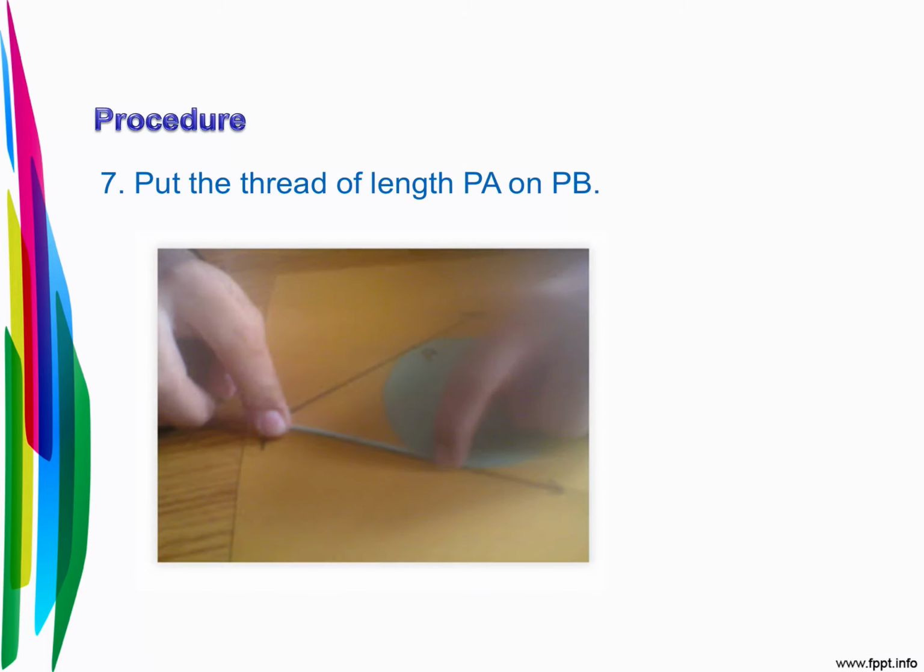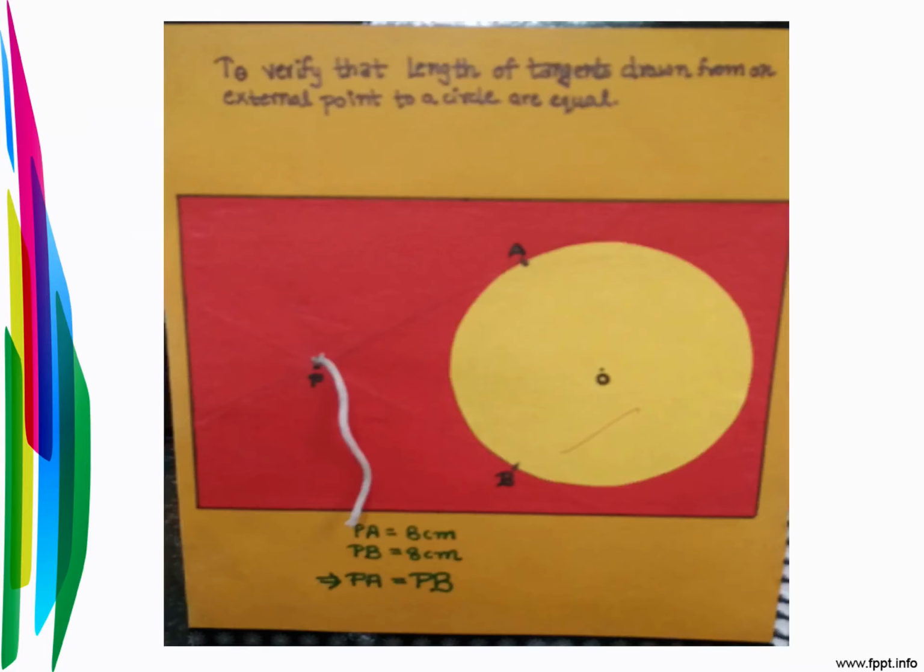When we put the thread of length PA on PB, we will see that it exactly coincides with the length PB. So ultimately what result we get, that PA is equal to PB. And this verifies the result that the length of tangents drawn from an external point to a circle are equal. So here we have pasted the circle. There is a piece of thread which has been pasted at the point P, such that we can measure the length of PA and PB and they both will come out to be equal. So finally the result is that PA is equal to PB.